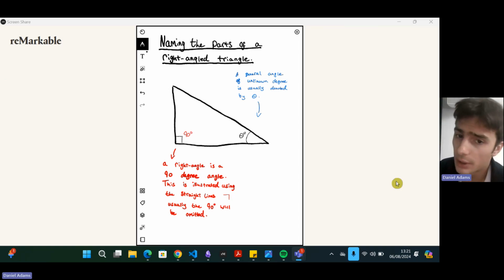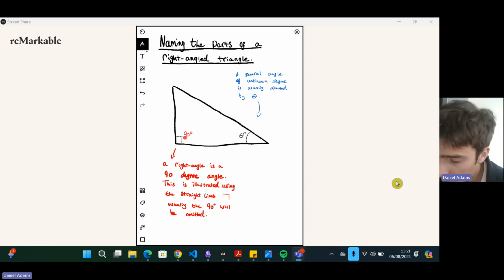We also, if we're interested in one of the other angles of the triangle, not the 90-degree one, and the degree of that angle is unknown, it's very common to call that angle theta. Okay. So for some general unknown angle, we might call it theta, and this angle is usually denoted with a curved line, compared to these two perpendicular straight ones.